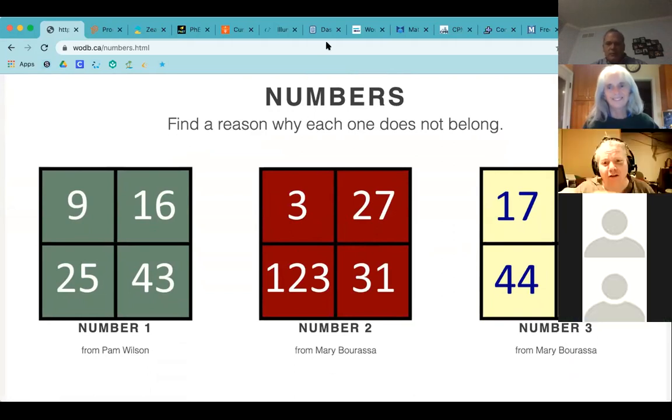I use those all the time, even with my little ones. And I just got off with someone, and my 7-year-olds are like, that's a single digit, and those are double digits, or that's bigger than 10. So they love it. Which one doesn't belong? That's a really good idea. Yeah, I use it all the time.